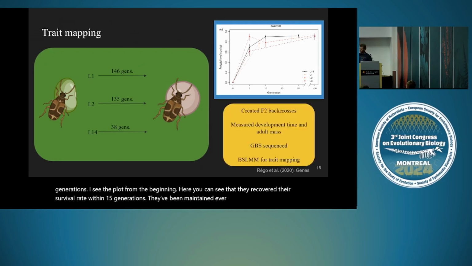And the folks from this study created F2 back crosses. What they did is they hybridized the mung lineage with the lentil lineage, and then they back crossed that F1 back to the mung line. They then measured development time to adult and adult mass in these F2s and sequenced them with GBS sequencing. I took this data, realigned it to the novel reference genome, and used a Bayesian sparse linear mixed model through GEMMA for trait mapping of development time and adult mass.